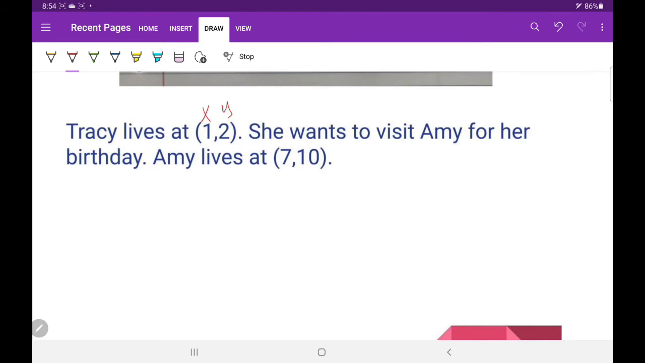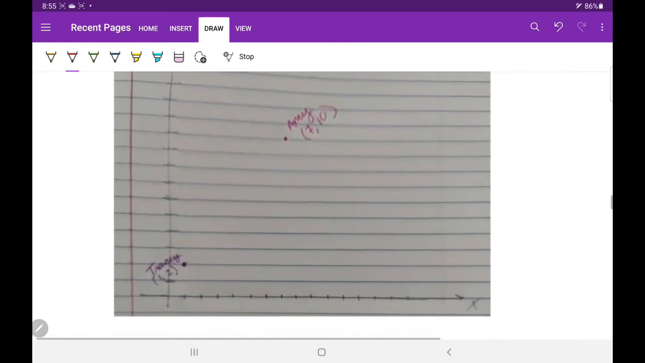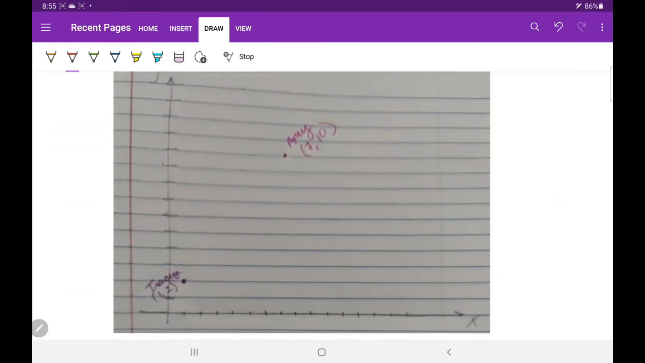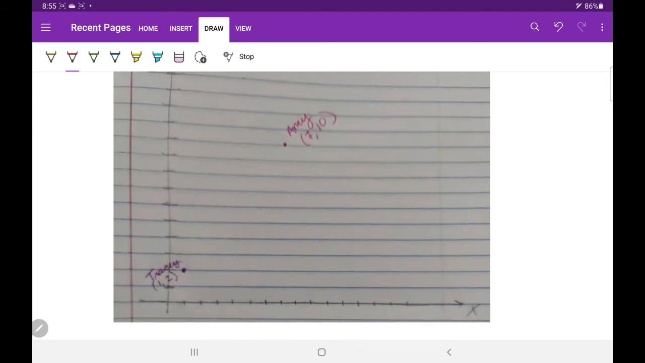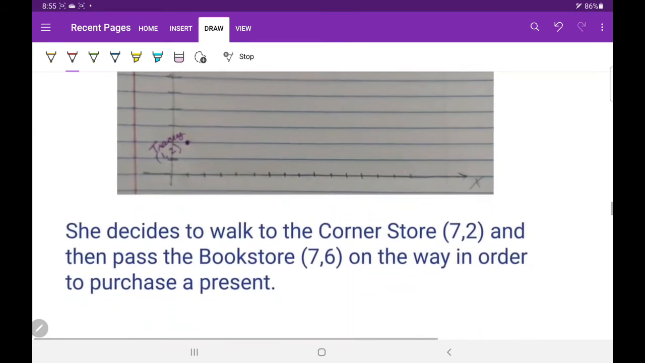And also, she wants to visit Amy for her birthday. Amy lives at 7, 10. So X is 7, Y is 10. And I plotted these in different colors. I'll show you my example again. Here is Tracy down here at the bottom at 1, 2, and Amy's house up here at 7, 10. These are where they live. Go ahead and pause as you need to. I'm going to keep going so that the video is not longer, but you can pause in order to do things.